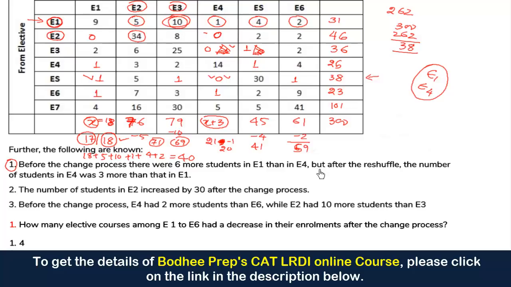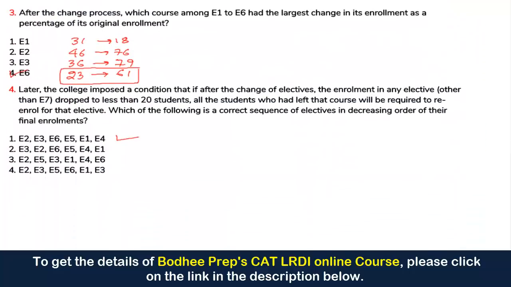So we can see that the largest value here is 71, so it will be E2 first, and then followed by E3, then followed by E6, and then followed by E5, then followed by E1, and at last it will be E4. So this is the correct order, that is 2, 3, 6, 5, 1, and 4. And if I look at the options, then we have 2, 3, 6, 5, 1, and 4. So option 1 is the right answer.